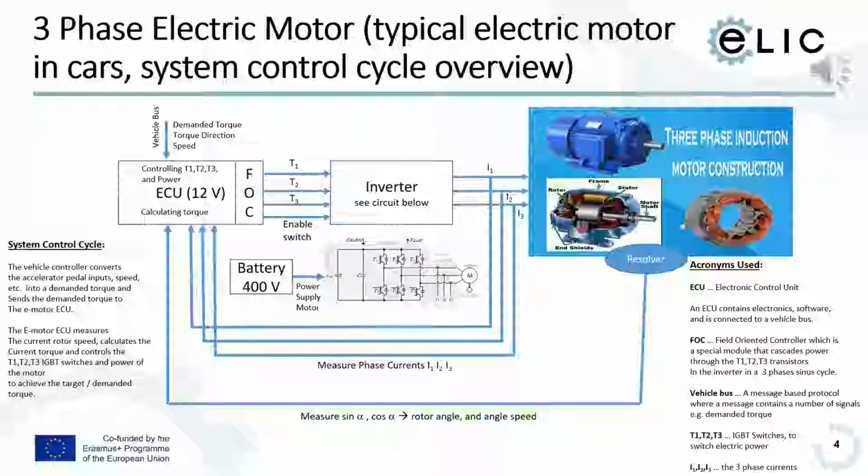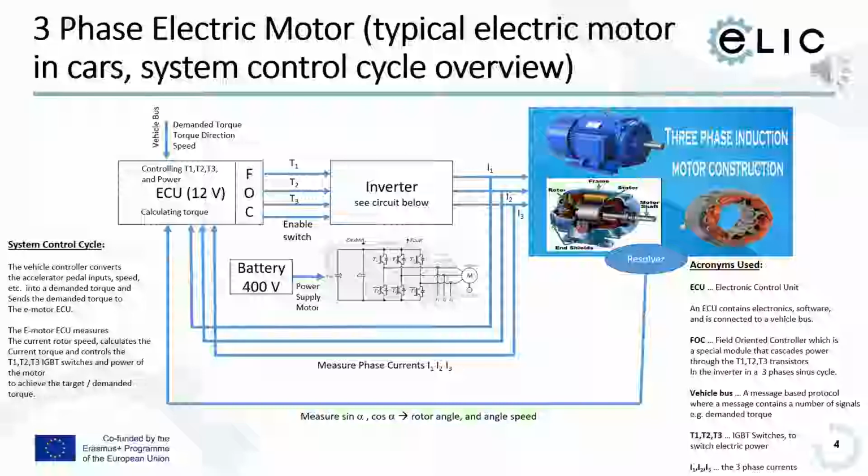This slide tries to explain the e-motor concept as a system overview. What you can see from left to right is that first comes a vehicle bus. That's usually a CAN protocol or in Volkswagen a FlexRay protocol and so forth. So by communication protocol we get over the vehicle bus a demanded torque, a torque direction and speed.